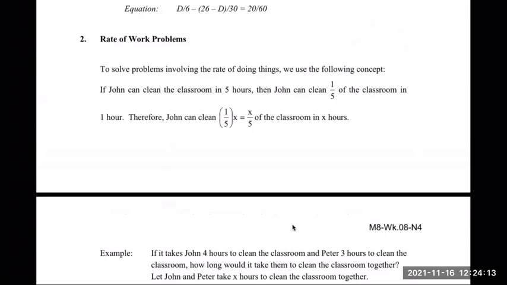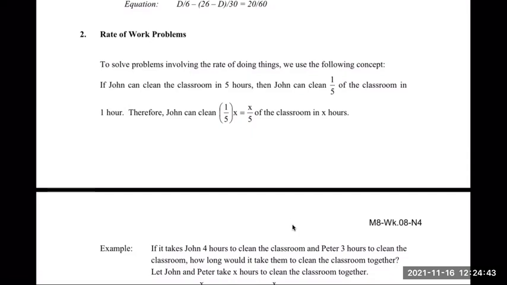So number 2, rate of work problems. It says to solve problems involving the rate of doing things, we use the following concepts. So here they give us an example. If John can clean the classroom in 5 hours, then that means every 1 hour, John can clean 1/5 of the classroom, right? So it's this part.